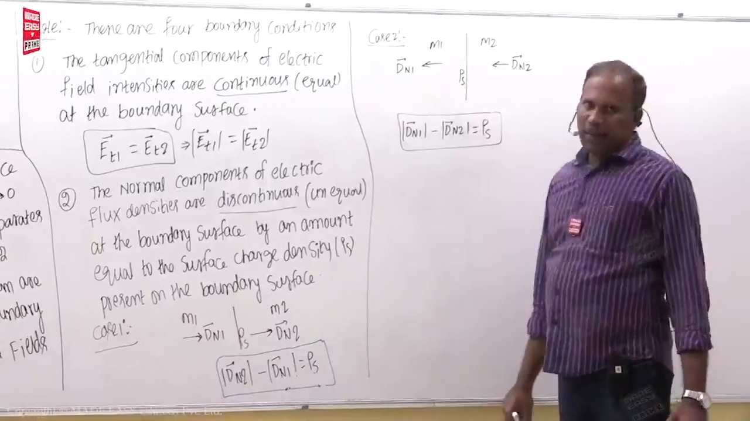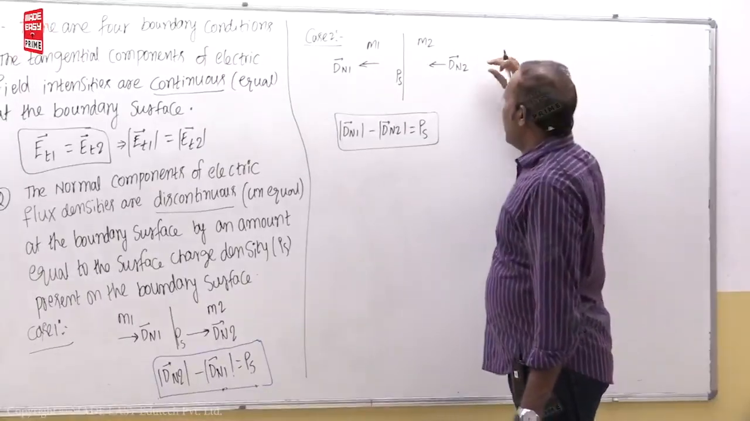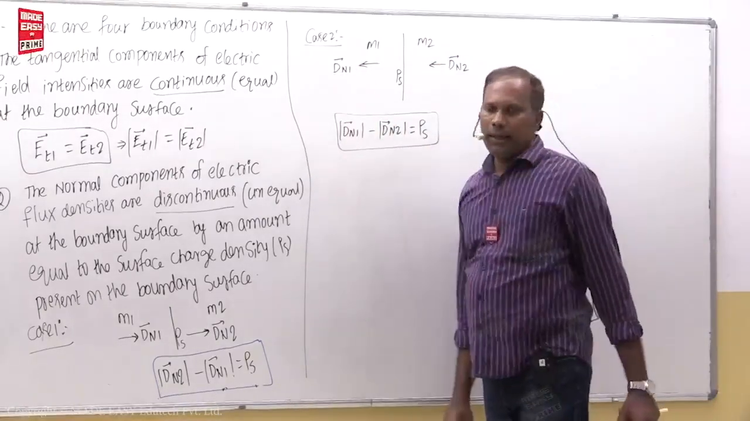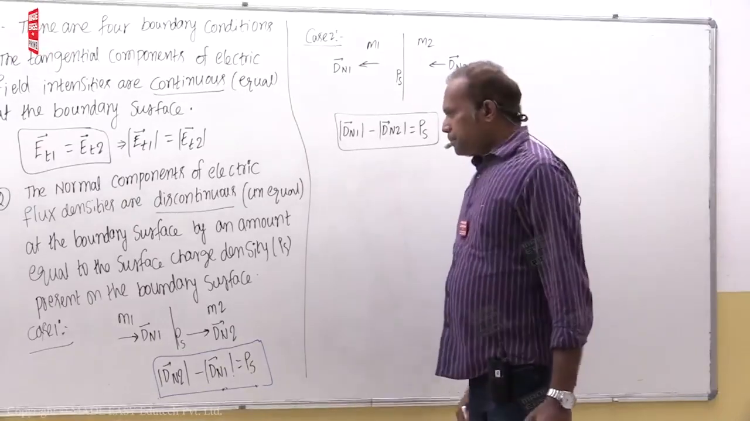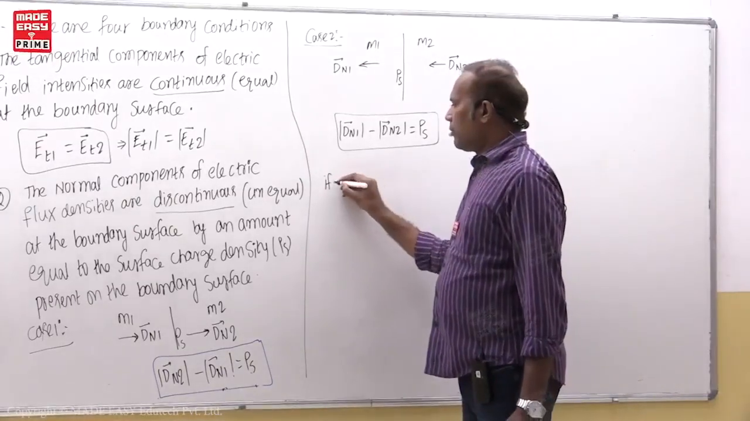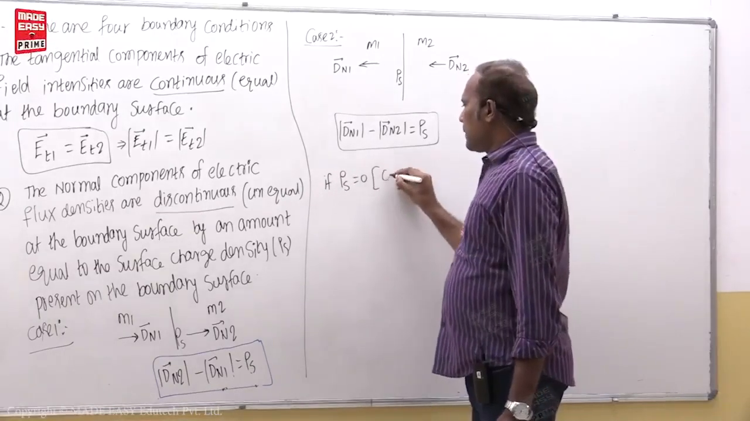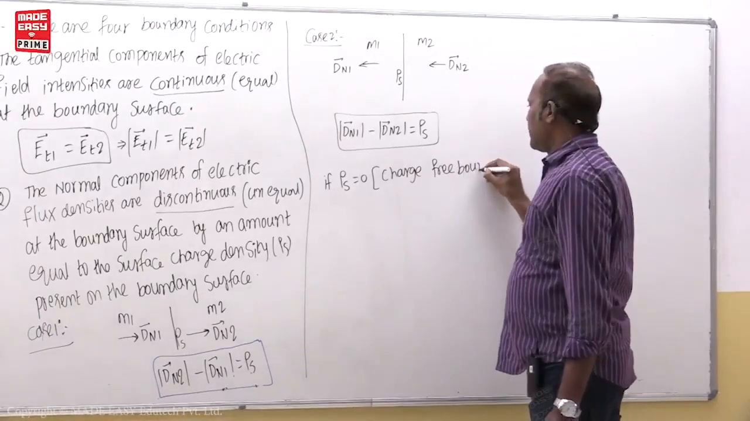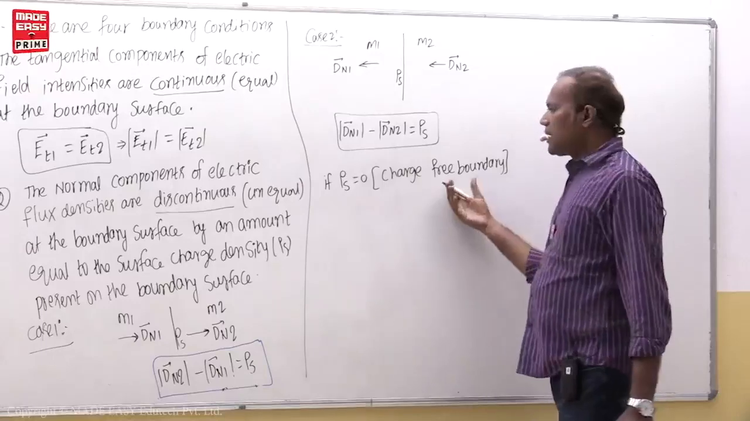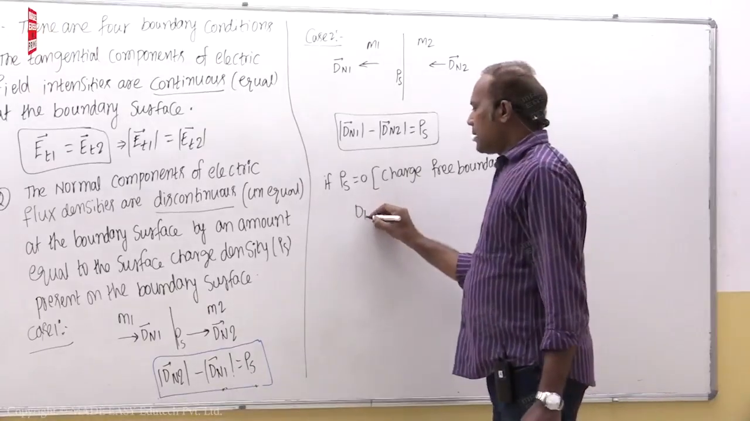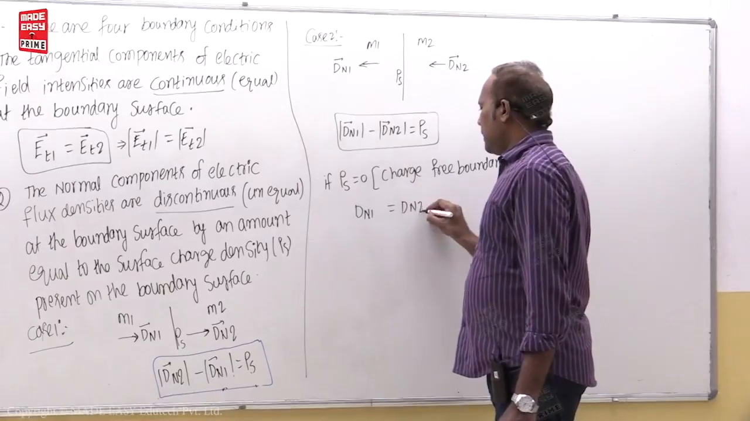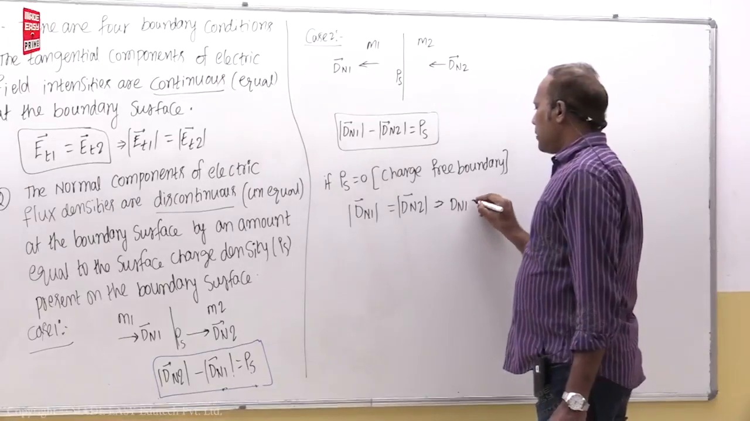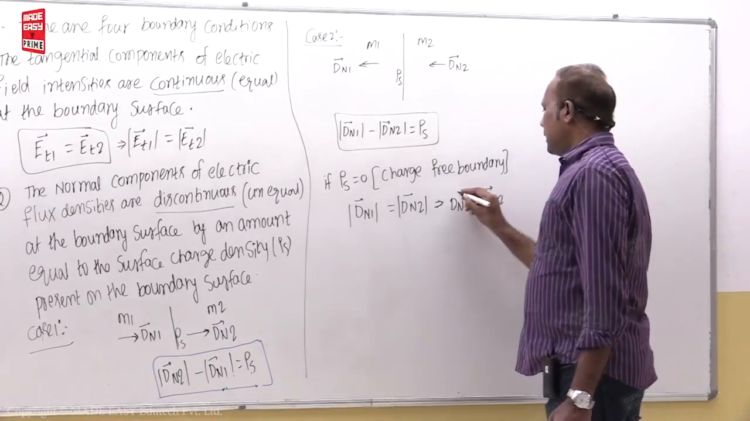These directions are given in the examination. For example, here a charge source is there. This charge source generates this one. It goes like this in medium 2, then it enters into medium 1. So if rho s is 0, that means charge free boundary. In the question they give charge free boundary means rho s is 0. Then in that case, modulus of Dn1 and modulus of Dn2 are both equal. So that implies in vector form also they are equal, students. Dn1 and Dn2 are equal.